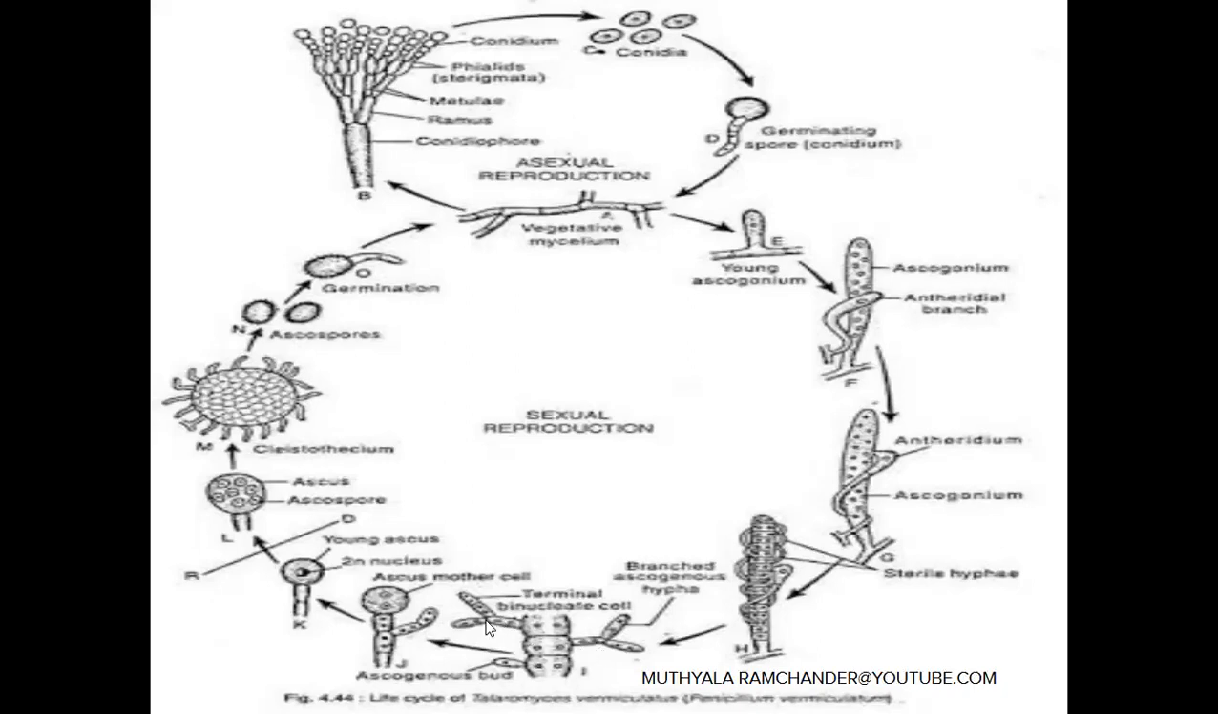From this binucleated structure, one binucleated cell converts into the ascus mother cell. The ascus mother cell contains 2 haploid nuclei. The 2 haploid nuclei belong only to the ascogonium, not the antheridium. They fuse to form a diploid zygote, also called the diploid nucleus. This stage is called karyogamy. Karyogamy is the fusion of similar types of nuclei from the ascogonium.